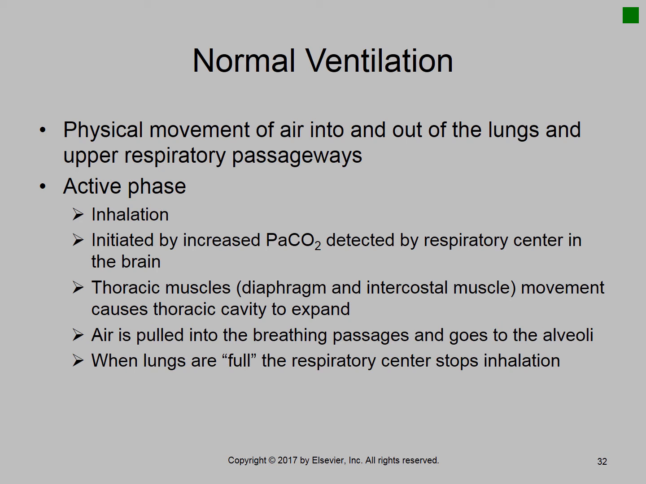Normal ventilation is the physical movement of air into and out of the lungs and upper respiratory passages. The active phase is inhalation. It's initiated by increased CO2, PaCO2, detected by the respiratory center in the brain. Actually, it's not so much PaCO2, it's going to be hydrogen ions because of the carbonic anhydrase system. As CO2 builds up, it is converted into hydrogen ions, and that increase in acidity as the pH starts to lower is what triggers inspiration in the brain.